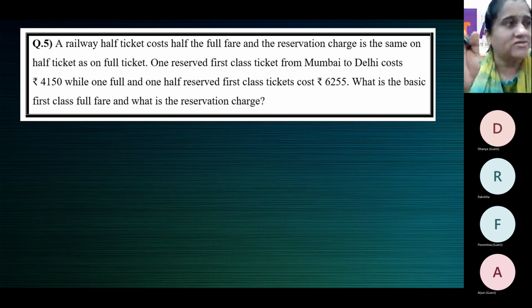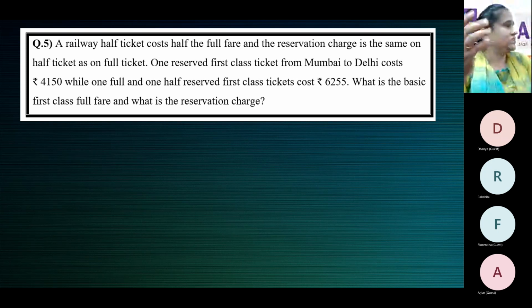So you go to the railway station ticket booking counter. Supposing you want to book 2 full tickets and 2 half tickets. Half tickets are for children below a certain age, maybe below 10 years. I don't know the exact limit. So children below 10 years, half ticket. Above 10 years, full ticket. The reservation cost is the same. Whether you book a full ticket or a half ticket, the reservation charge is the same.